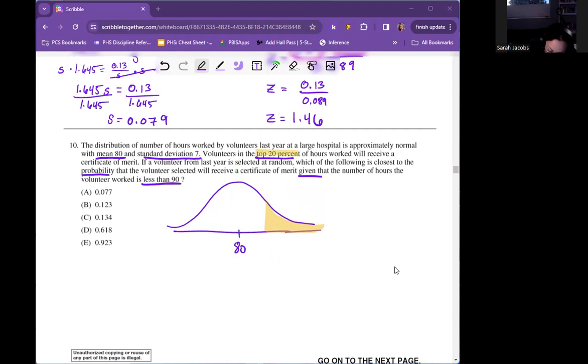So if a volunteer from last year is selected at random, which of the following is closest to the probability that they fall in this area, given that the number of hours the volunteer worked is less than 90? So 90 is, I'm just going to pick a random spot and say that this is 90 hours. Okay, so we're basically looking for this area, but we also need to find this area because given always sets our denominator. So let's find that first.